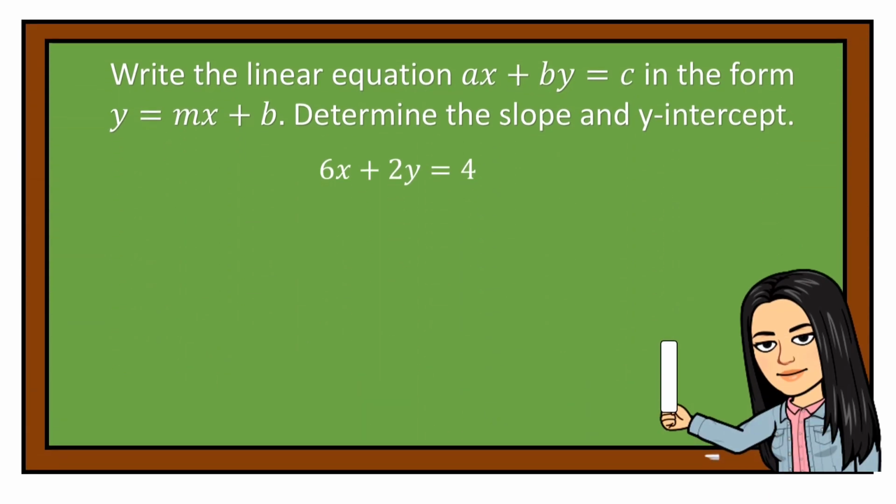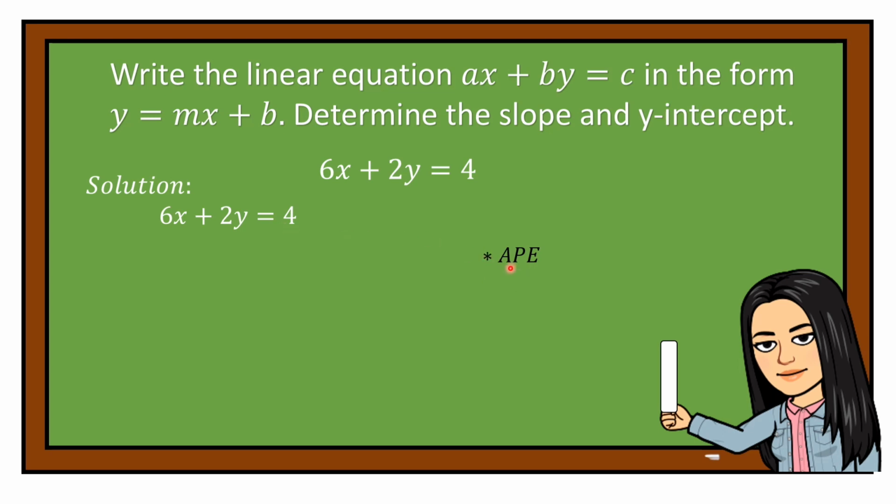So, after natin ma-derive yung formula, let us try to answer this one. Write the linear equation ax plus by equals c in the form y equals mx plus b. Determine the slope and y-intercept. Okay, so our given is 6x plus 2y equals 4. So what form is this? So this is a standard form. Gagawin natin siyang slope-intercept form. For our solution, again, so we have here the standard form 6x plus 2y equals 4.